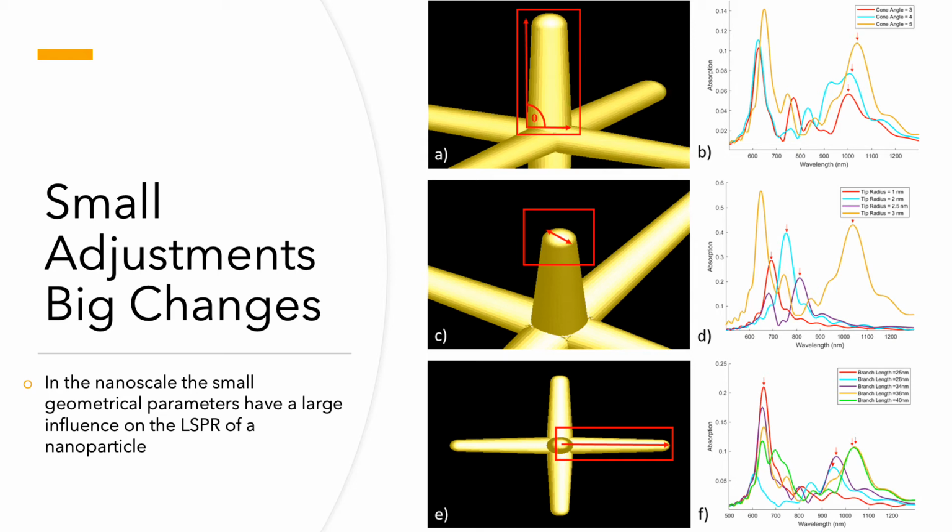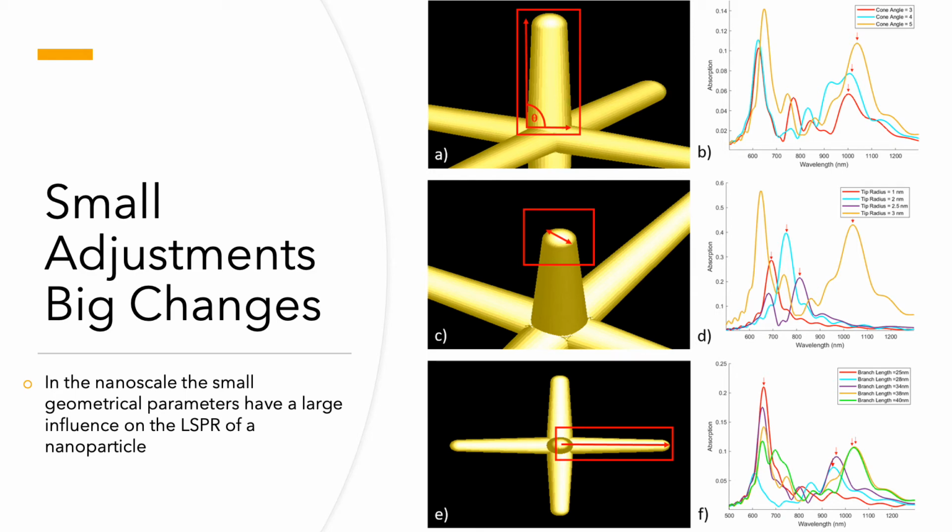In image A, we can see that we are adjusting the cone angle of our nanostar, and we can see how that affects the absorption peak of our nanoparticle, in particular in our near infrared region, which is our region of interest for our device. We can see here, as we increase the angle of the nanoparticle, we begin to shift the near infrared peak further and further into the near infrared region.